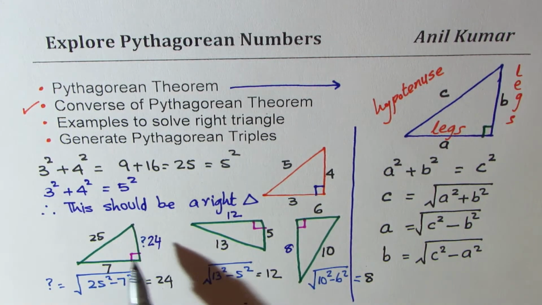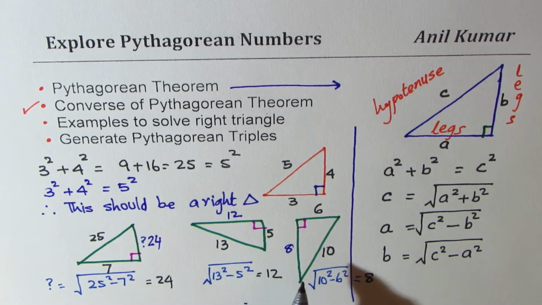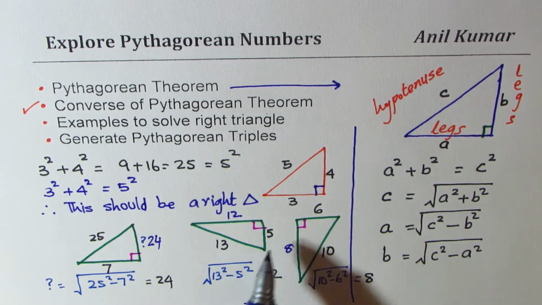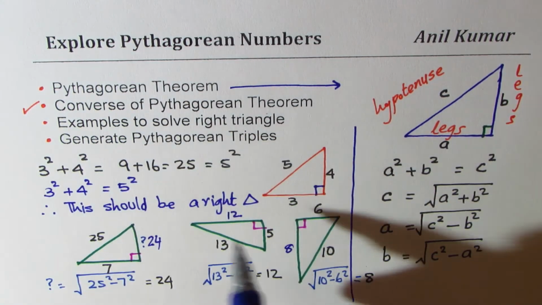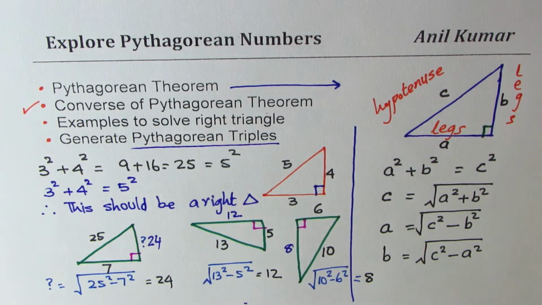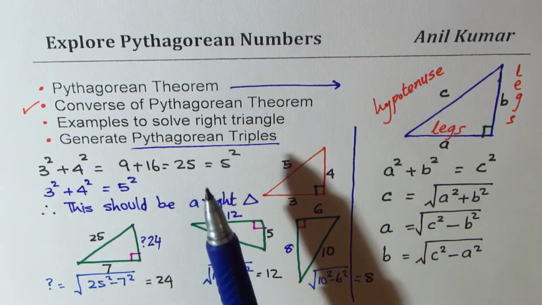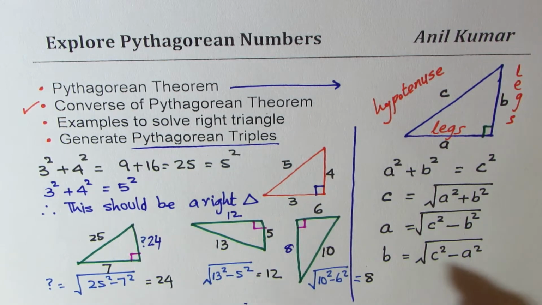So in all three triangles which I have here, you find integer values. If you have a triangle with a right angle and integer values, we call these numbers Pythagorean triples. You get the idea. We'll also see how to generate Pythagorean triples. You don't have to remember these numbers. We'll see how to generate these numbers.